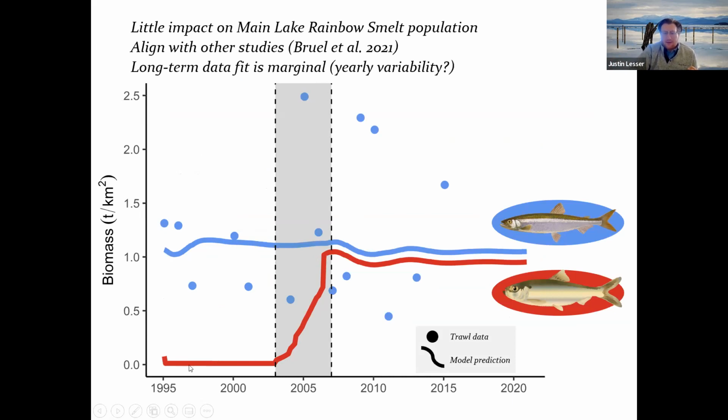So here, this red line, we have alewives coming in. They're not in the system yet. In 2003, they start to slowly come into the system. They take off by 2007. That's what this gray box is, the period of invasion here. And then they're off and in the system after that.